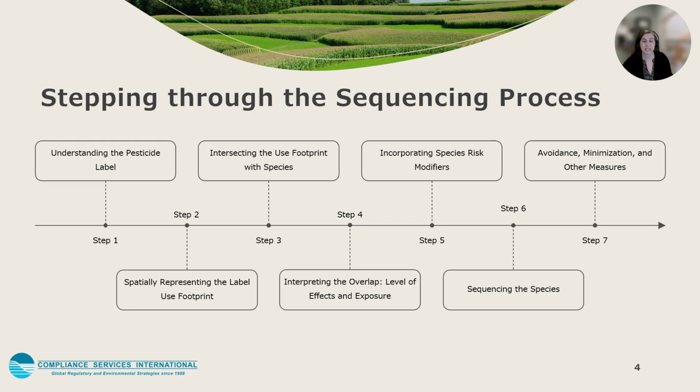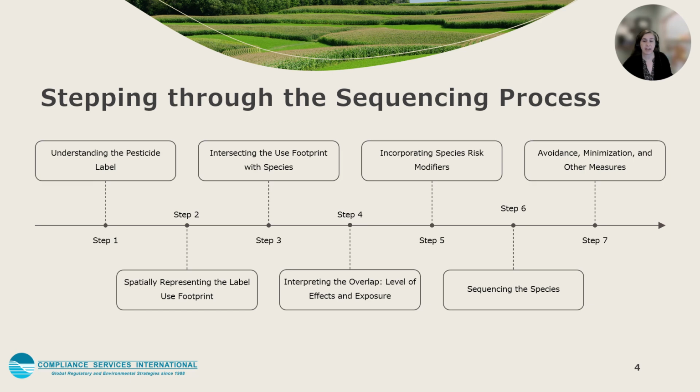Step 4 is interpreting the overlap. This is where we move into what we call level of effects and exposure. This is where we incorporate the ecological risk assessment to determine which species are at risk due to predicted direct toxicity effects or indirect effects to a species via direct toxicity to a species' prey, pollination, dispersal, or habitat.